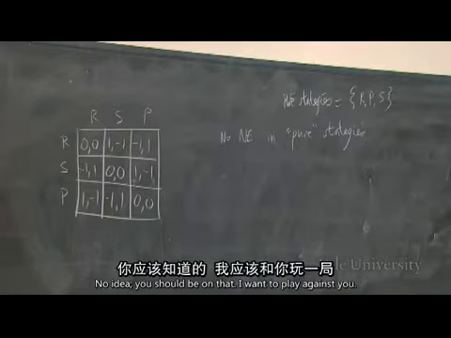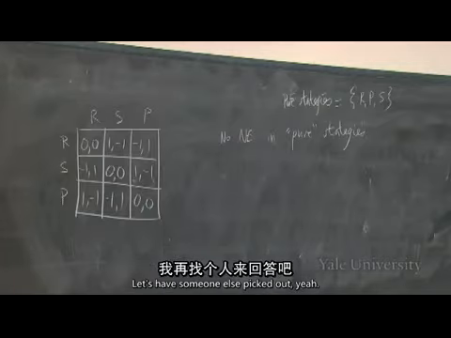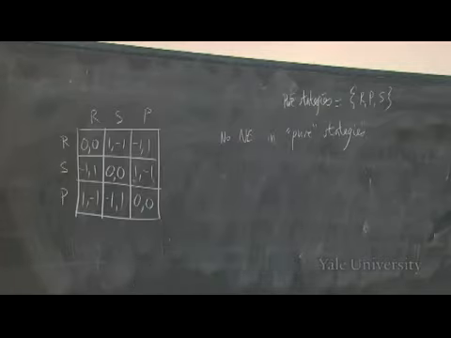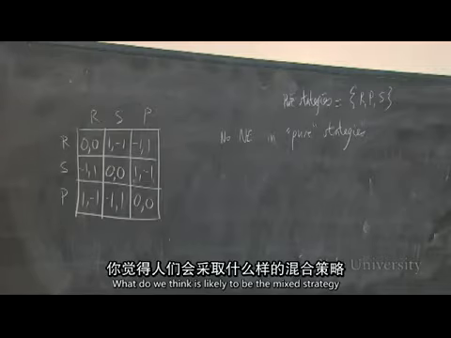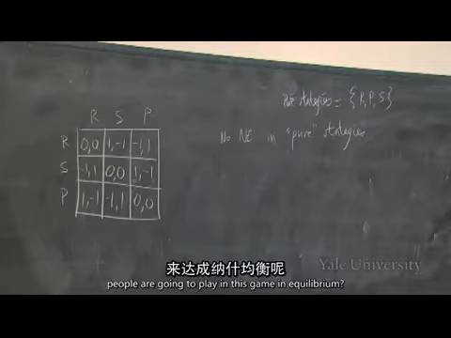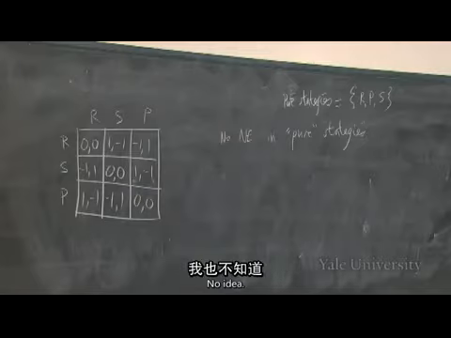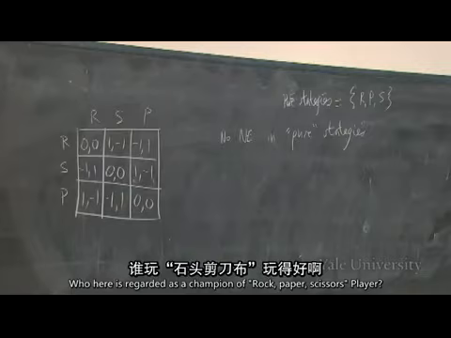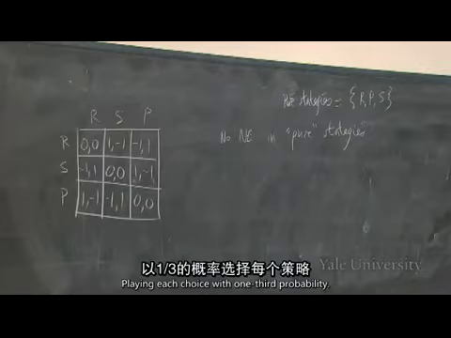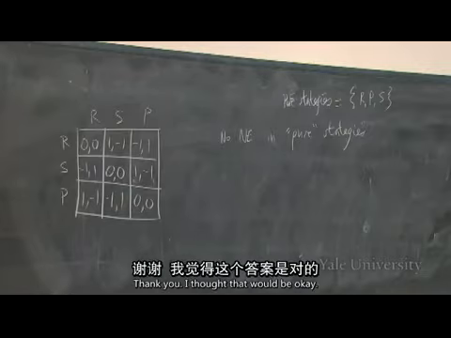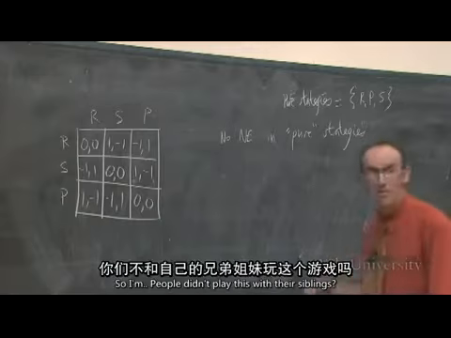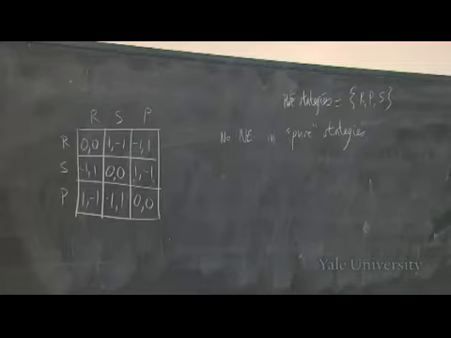No idea? You should be on that. I want to play against you. Let's have someone else pick out. What do we think is likely to be the mixed strategy people are going to play in this game in equilibrium? No idea? All right. Who here regards themselves as a champion rock, paper, scissors player? Playing each choice with 1/3 probability. Thank you. I thought that would be okay. I'm amazed. People didn't play this with their siblings, or maybe they did and they just lost a lot. I don't know. But all right.